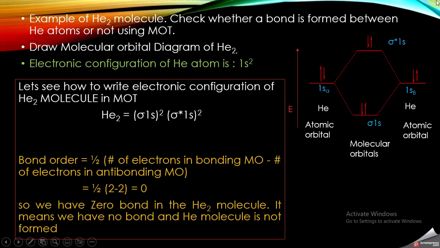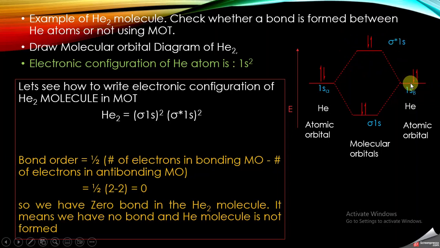So let us draw the molecular orbital diagram for the helium molecule and see whether a bond is formed between the helium atoms or not. Again, let us first see the electronic configuration of the helium atom, which is 1s2. Each helium atom has 2 electrons in the first shell and it has a complete shell. So if we have 2 helium atoms here, 1sa is helium atom 1 which has 2 electrons, and 1sb is helium atom 2 which has 2 electrons again. These two atomic orbitals interfere constructively to form sigma 1s, and they interfere destructively to form sigma star 1s.